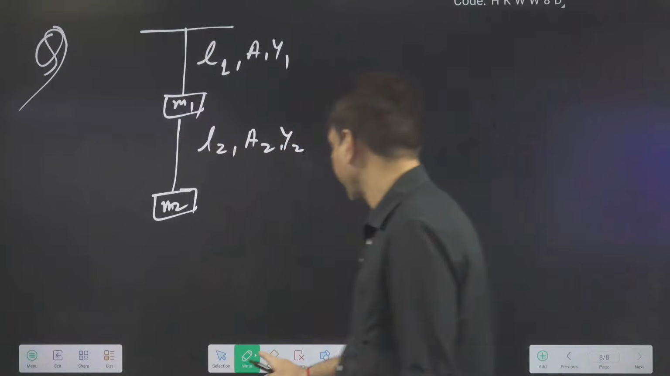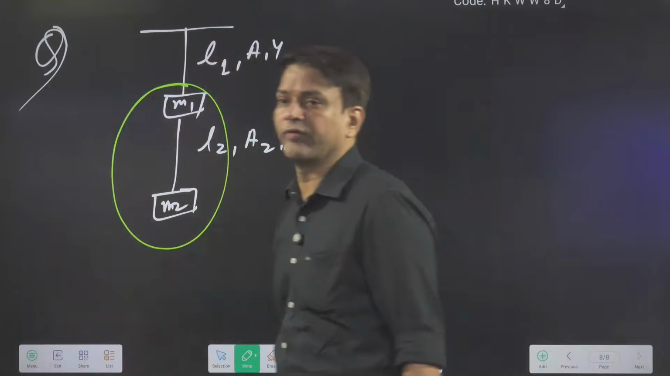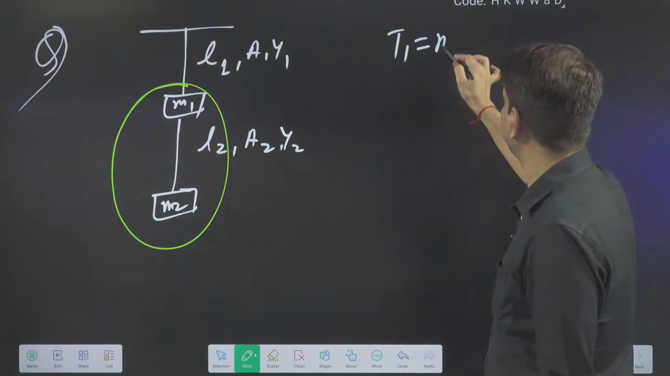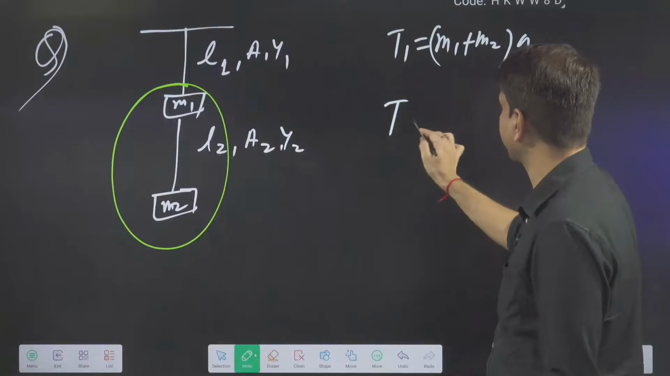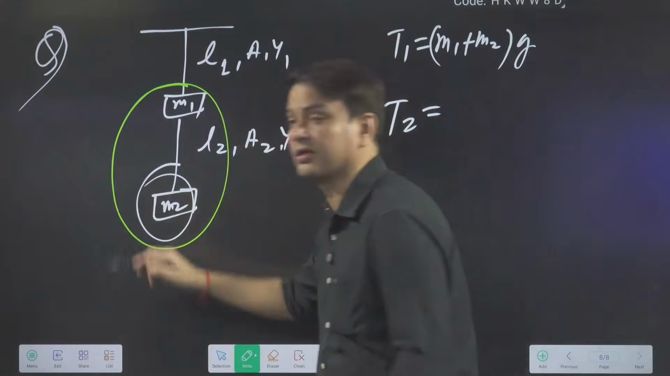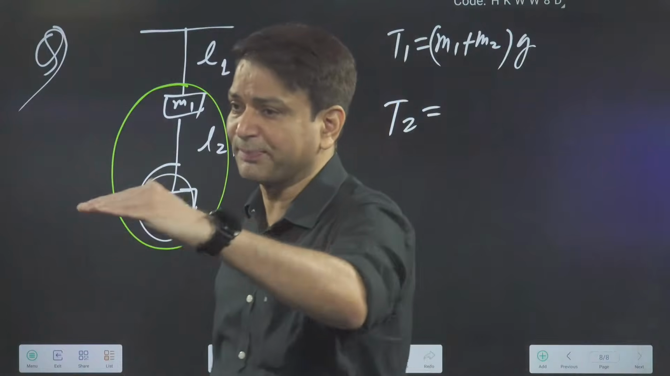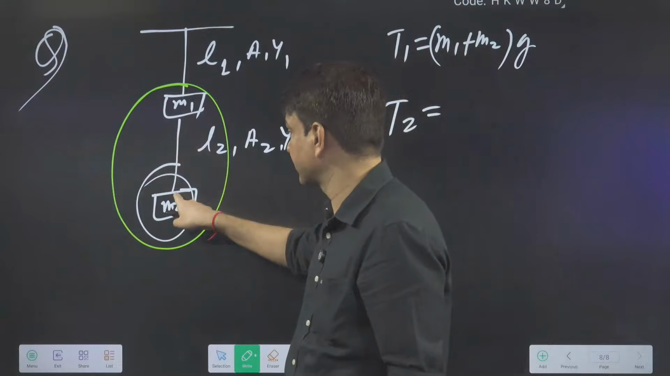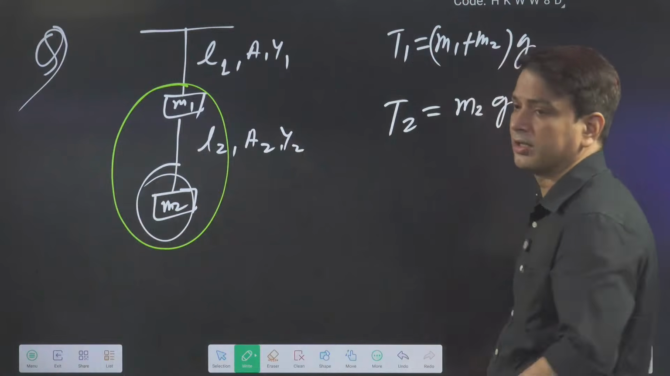Now, what is the tension in string 1? We can see it like this. This whole weight is suspended. Then T1 I can say is (M1 plus M2) into g. And what is T2? T2 will be equal to this weight. Last class I gave the example: whatever weight is hanging below that point, according to that we will decide the tension. Here from this string M2 is hanging. So T2 is equal to M2g.